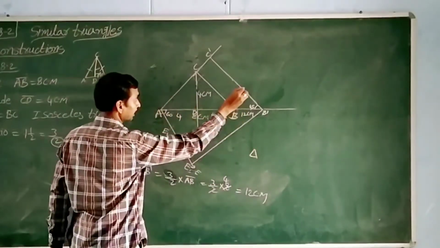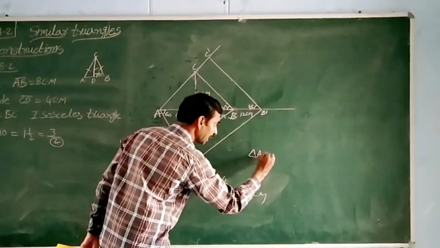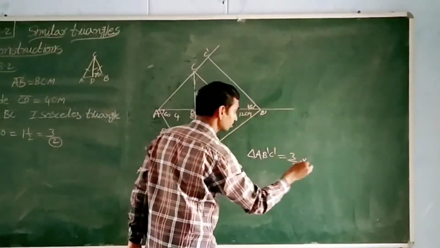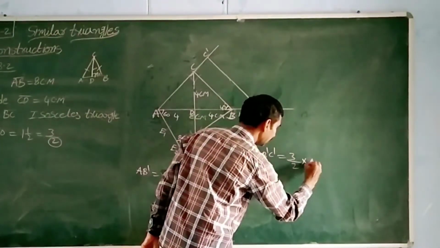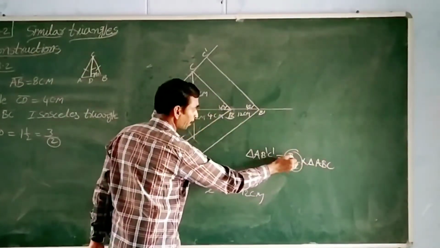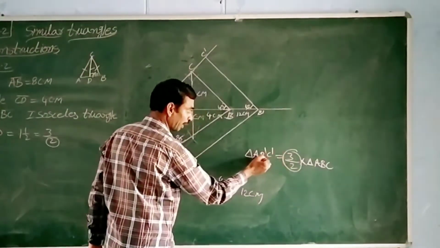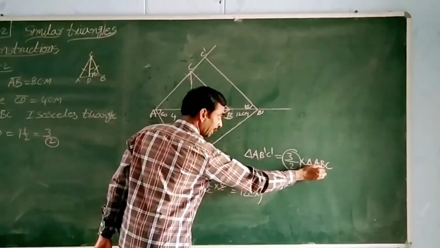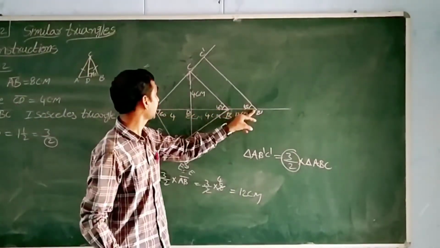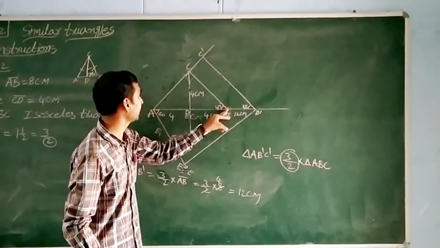The required triangle is greater than the given triangle, because triangle A, B dash, C dash is equal to 3 by 2 into triangle ABC. Here 3 by 2 is an improper fraction. Improper fraction means the numerator is big, so the required triangle is greater than the given triangle. Now A, B dash, C dash is similar to triangle A, B, C.